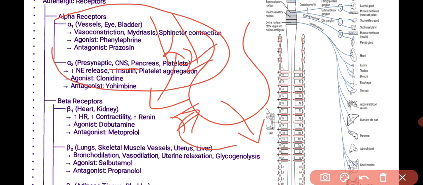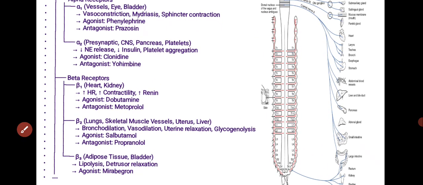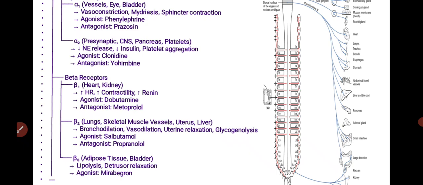Now the beta receptors. There are three types: beta 1 receptors, beta 2 receptors, and beta 3 receptors. Beta 1 receptors are majorly present on the heart and on the juxtaglomerular cells of the kidney. When beta 1 receptors are stimulated, they are associated with increased heart rate and increased force of contraction.